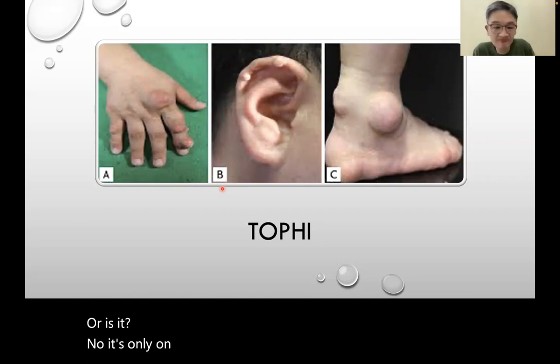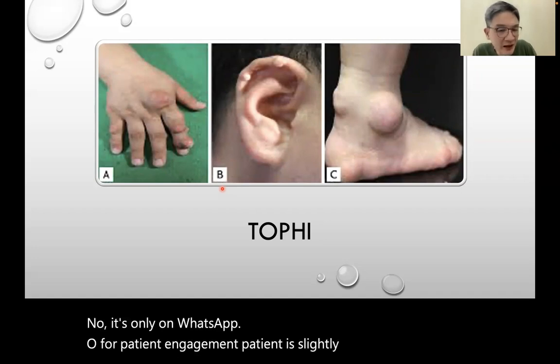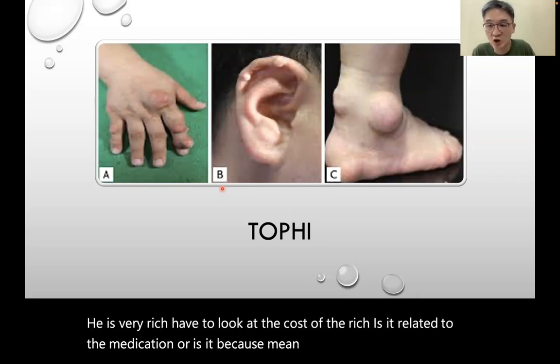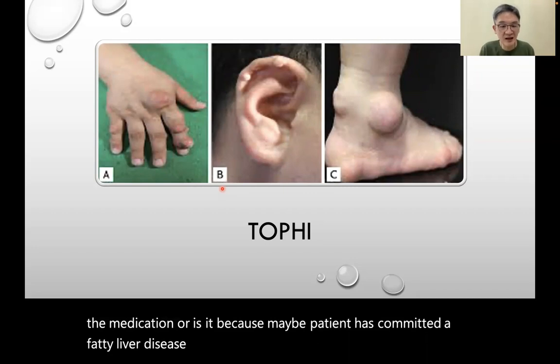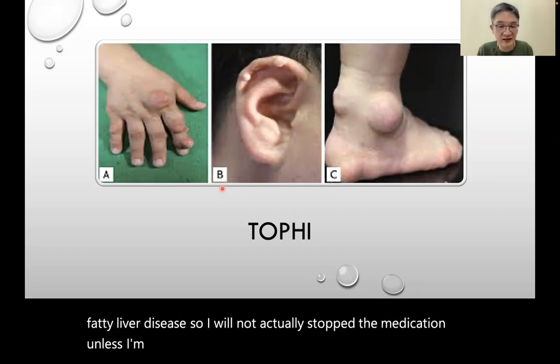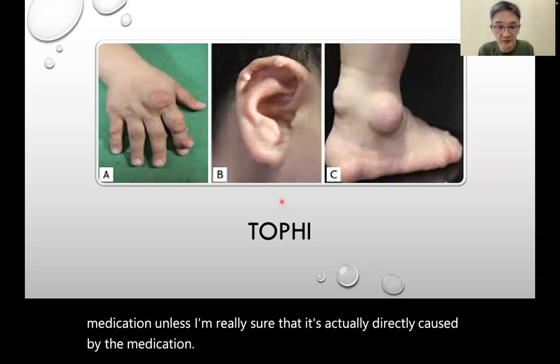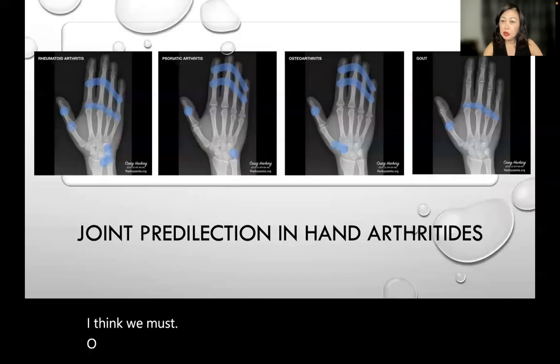Oh, I see, okay. For patient on gout treatment, you realize patient's LFT is slightly deranged. No, if the LFT is slightly deranged, you have to look at the cause of the deranged LFT. Is it related to the medication, or is it because maybe patient has concomitant fatty liver disease? So I will not actually stop the medication unless I'm really sure that it's actually directly caused by the medication. We move on.